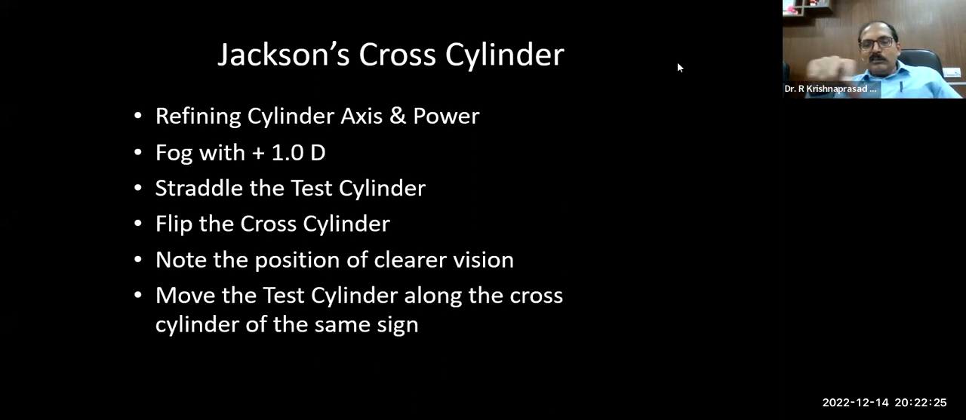Okay. So let me explain the last part. The test cylinder is a minus cylinder, right? So in the first position, the minus was at 45 and plus was at 135. And the patient saw clearer in this position. That means since the test cylinder is minus and the negative cylinder was at 45, you need to move the test cylinder towards the 45 degrees by around 5 to 7 degrees, not more. Okay, so it is a fine refinement. That means you slightly move it towards the negative cylinder, or the cylinder of the same sign. That is the position in which he sees clearly.